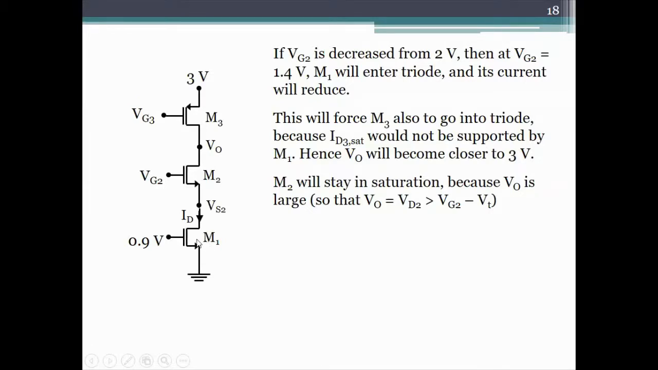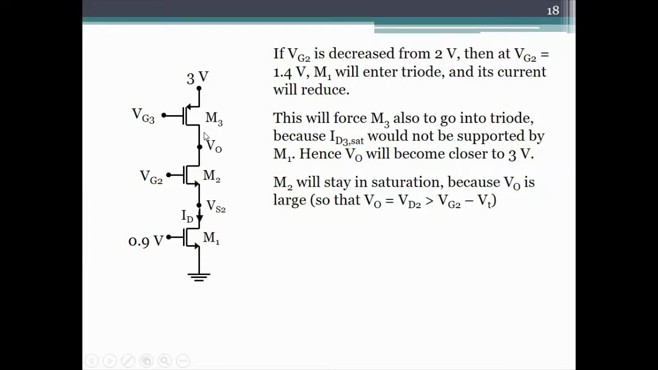And now if the current in M1 becomes less, then the current in M3 also must become less because the same current is flowing. Now if current in M3 is less than the saturation current, then M3 will also go into triode. So for VG2 less than 1.4, M1 will go into triode, M3 will go into triode, M2 will stay in saturation. Why is that? Because if M3 goes into triode, VO is going to go close to 3 volts because a triode implies that the source drain voltage of the transistor is small. So VO will be closer to 3 volts, well, it will be above 2.5.